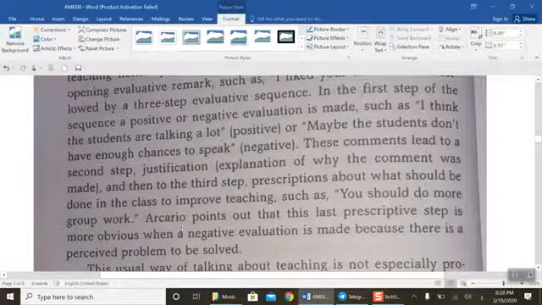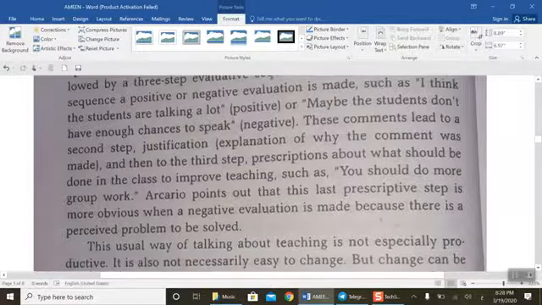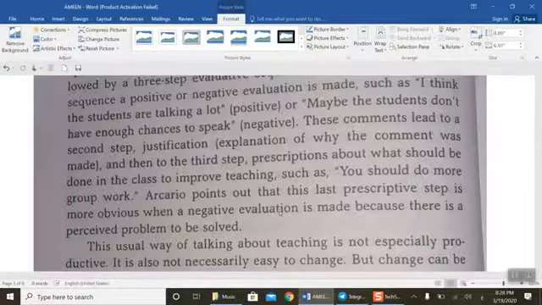Arcario points out that this last prescriptive step is more obvious when a negative evaluation is made because there is a perceived problem, like a problem that students do not speak English. So this problem should be solved. So I have to give prescription in order to solve this problem. So this is the way that teachers talk to each other.